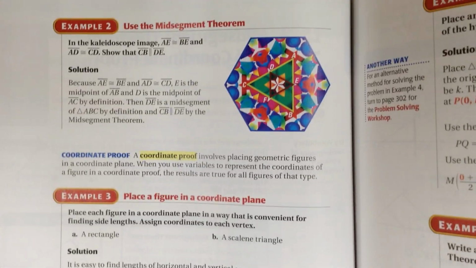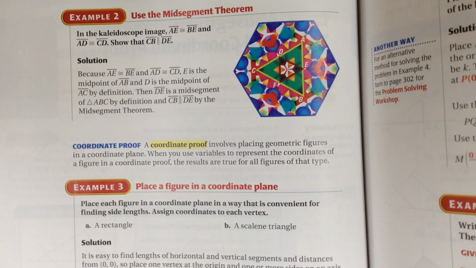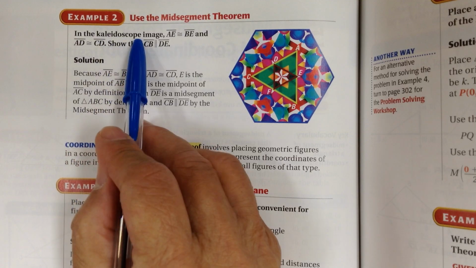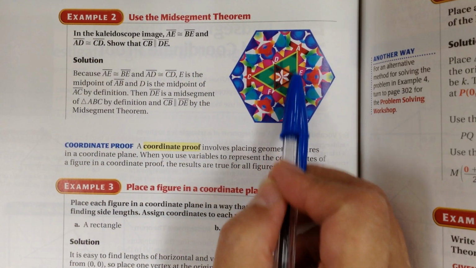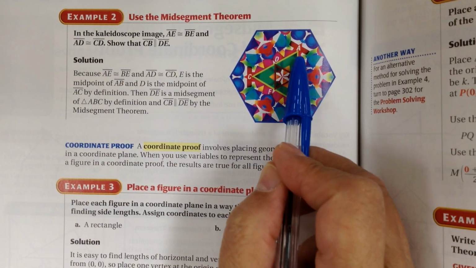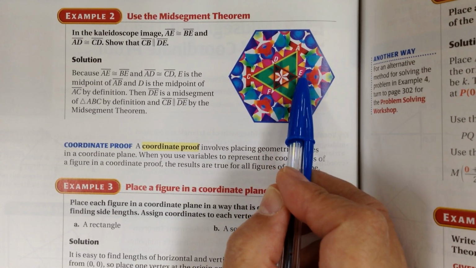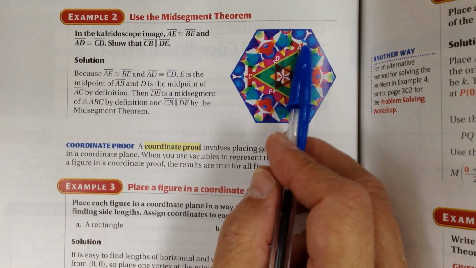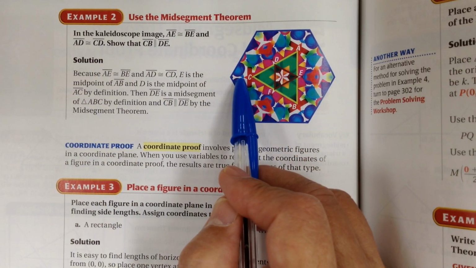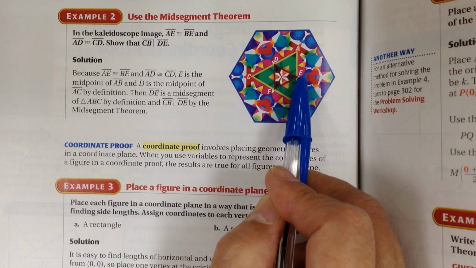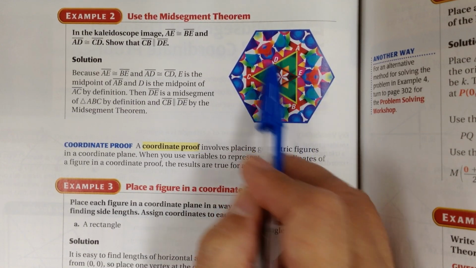Okay, let's go to page 296. In the kaleidoscope image, AE is congruent to BE. So if these two are congruent, that means E is the midpoint. And AD is congruent to CD. So if these two are congruent, this is a midpoint. So if this is a midpoint and this is a midpoint, then this is a midsegment.